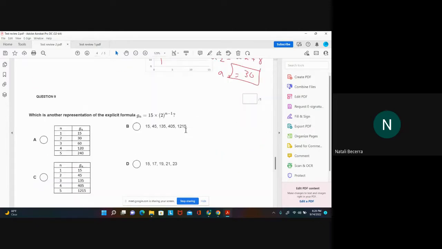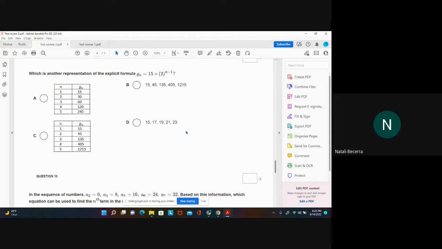All right. Next one. Same thing here. We're going to plug in the term. So starting with the first term, G1 equals 15 times 2, 1 minus 1. G1 equals 15 times 2. 1 minus 1 is 0. If you put the whole thing in the calculator, 2 to the power of 0 is just 1 times 15. 15 times 1 is just 15. So 15.